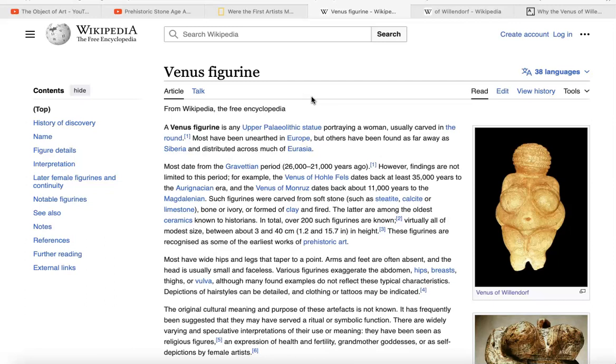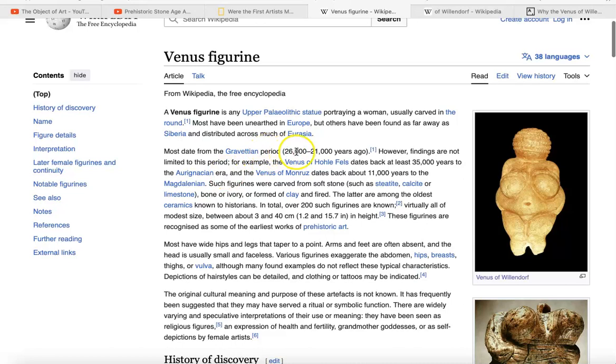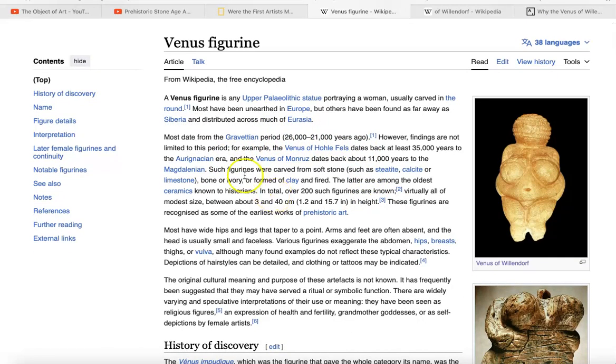Okay, and you're going to see these in the slides. A Venus figurine is any Upper Paleolithic statue portraying a woman, usually carved in the round, which means you can see it from all angles. Most have been unearthed in Europe, but others have been found as far away as Siberia and distributed across much of Eurasia. Most date from the Gravettian periods, 26,000 to 21,000 years ago. However, findings are not limited to this period.